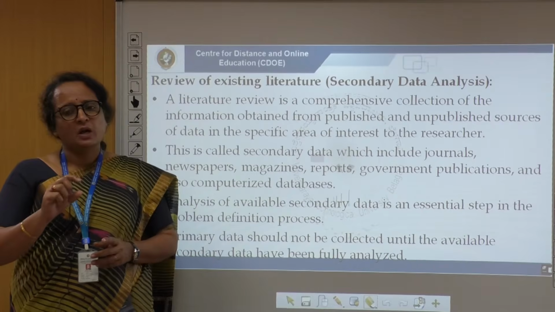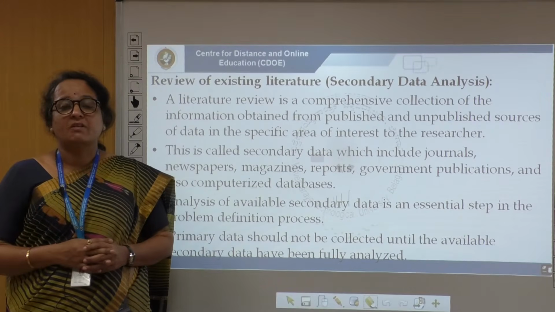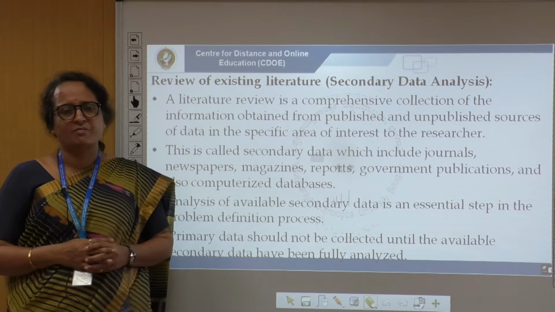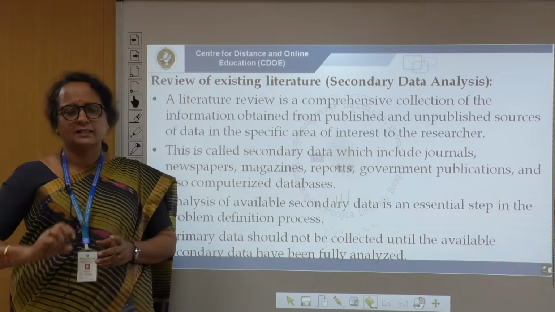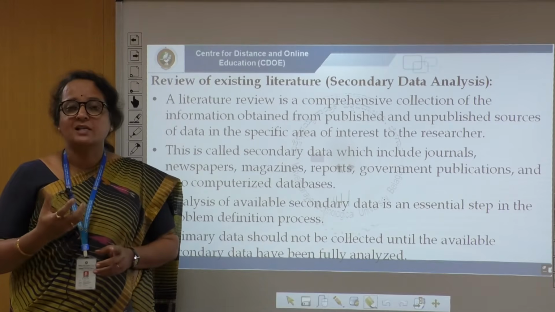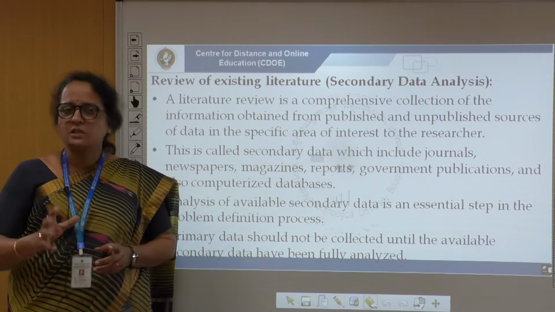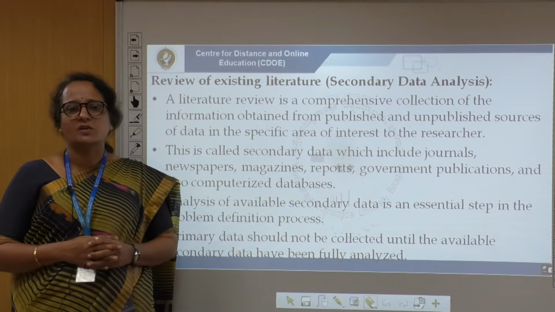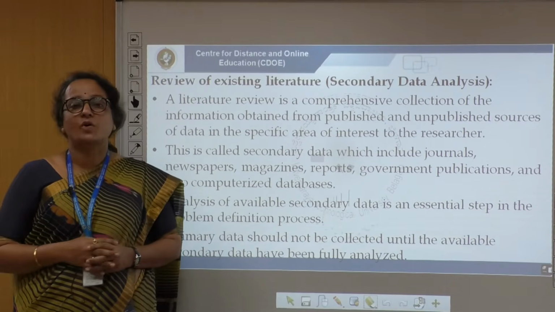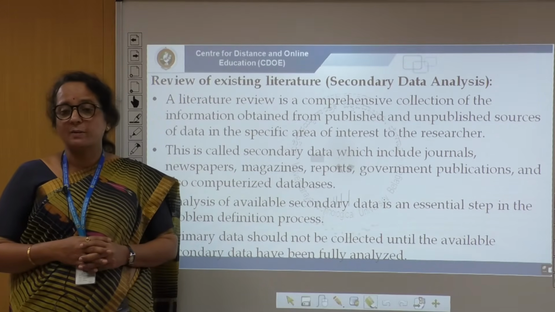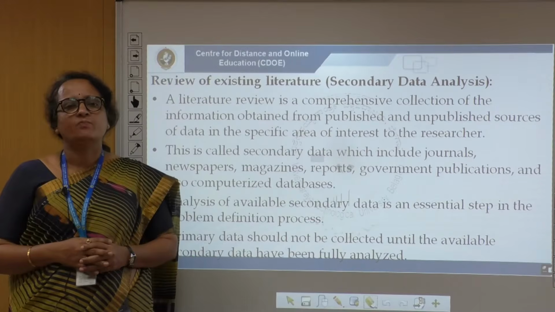After this, analysis of available secondary data will be done by the researcher. This is a very essential step in the problem definition process. Collecting the secondary data and thorough analysis of the secondary data will be made in order to understand the nature of the problem. If this secondary data is not adequate or not sufficient, then the researcher will go for primary data collection. Primary data should not be collected until the available secondary data have been fully analyzed.